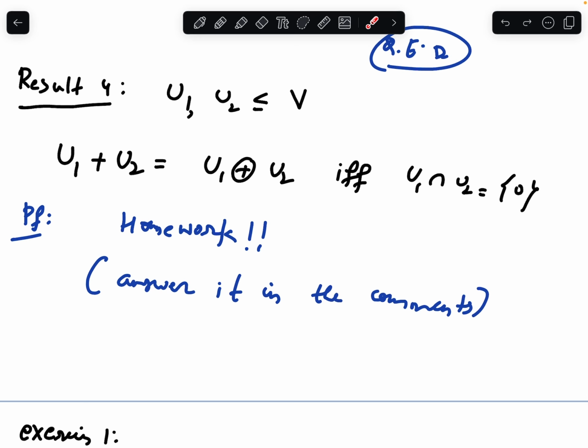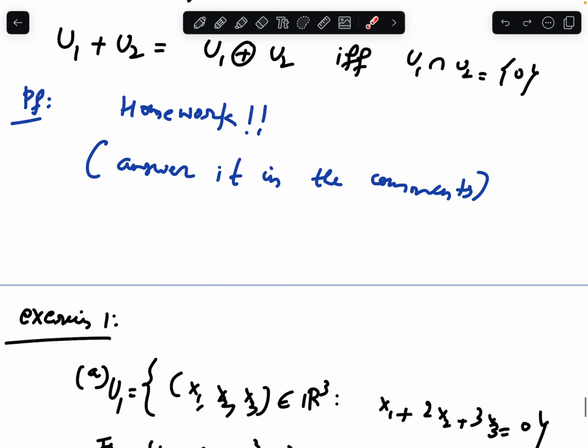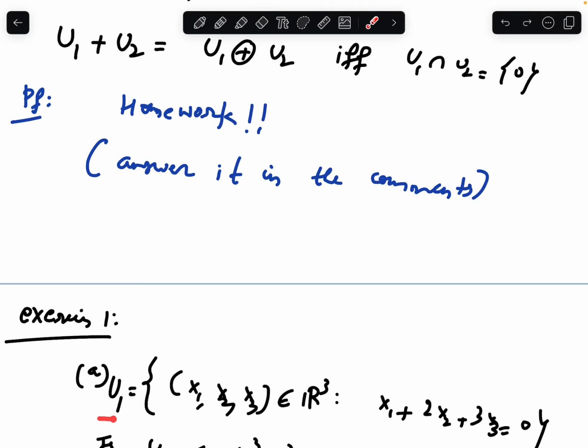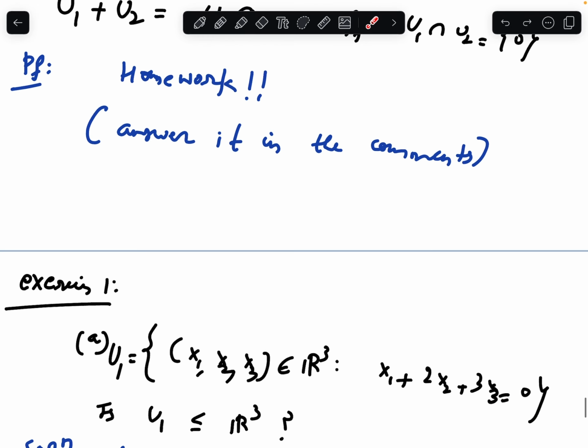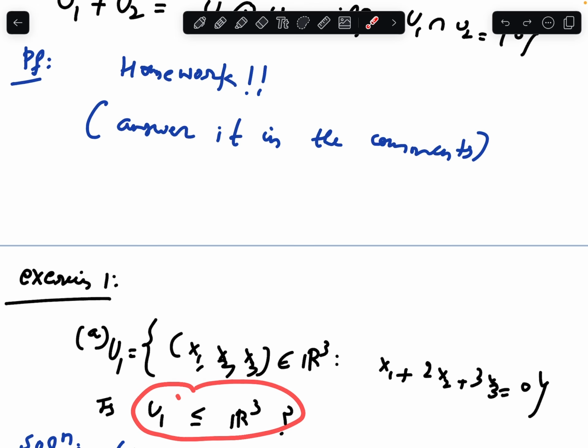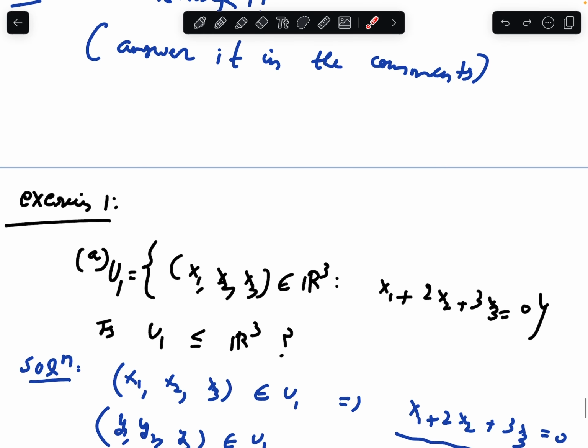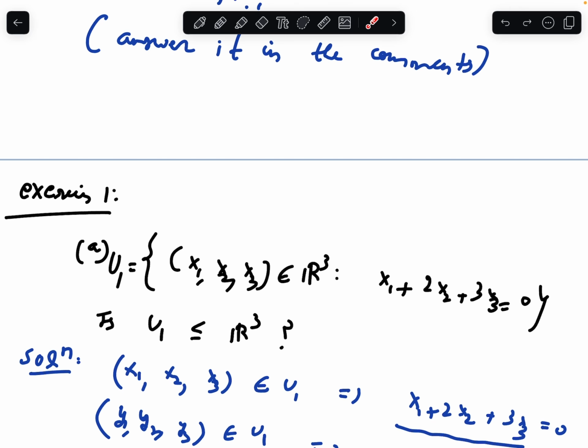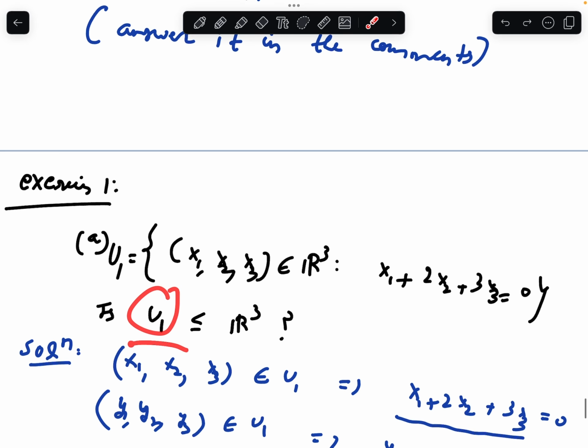Now, let's solve a few exercises. You have U1 equals {(x1, x2, x3) in R3 such that x1 plus 2x2 plus 3x3 equals 0}. Now, is U1 a subspace of R3? Let's solve it. What do we do to verify if a given set is a vector space or not? First we take two elements, (x1, x2, x3) and (y1, y2, y3), and then we see if the sum of these two elements is also inside it. That is, we're verifying closure under addition.